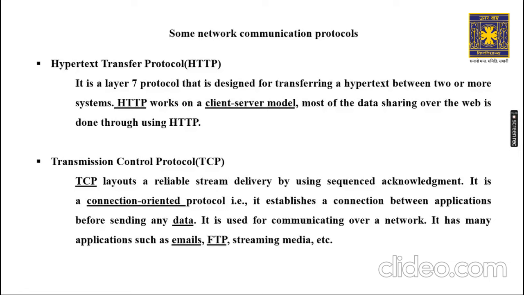Let us discuss some network communication protocols. Some network communication protocols are like HTTP. The full form of HTTP is Hypertext Transfer Protocol. HTTP resides in layer 7. I had already told you that in the OSI reference model there are 7 layers and in each layer some protocols reside. So HTTP resides in layer number 7 of the OSI reference model. And what is the function of HTTP? Each protocol has some functionality. HTTP is designed for transferring hypertext between two or more systems.